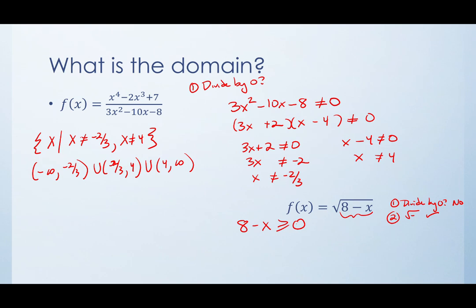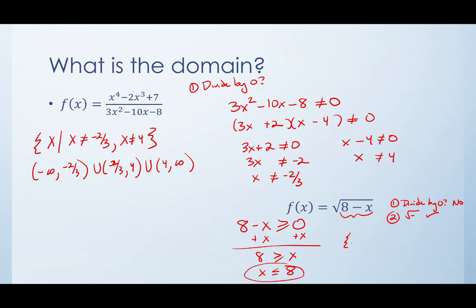So here, remember, if you multiply or divide by a negative, you need to flip the sign. I like to avoid that by using addition. So I'm going to move my x to the other side, and I've got 8 is greater than or equal to x, aka x less than or equal to 8. So there's our domain for that one.